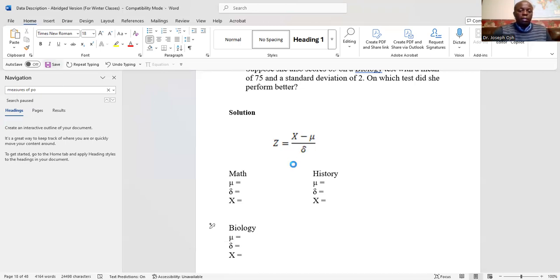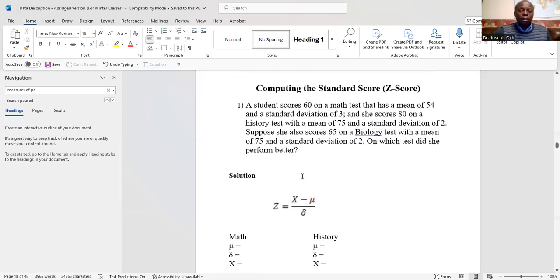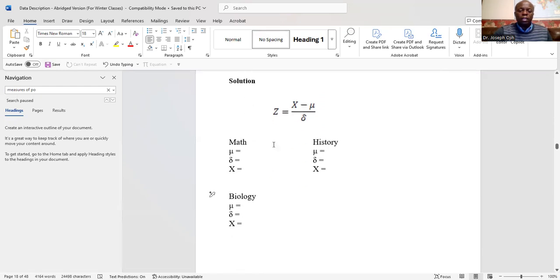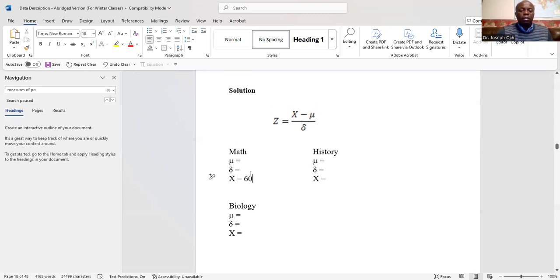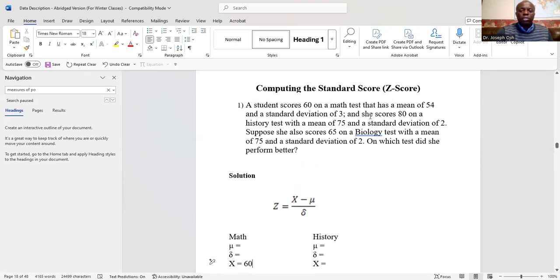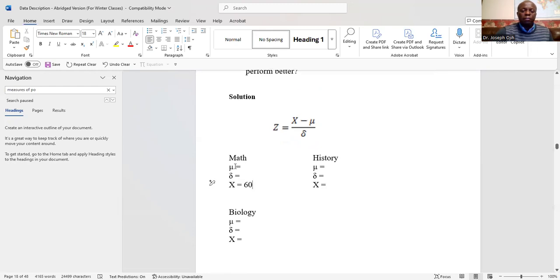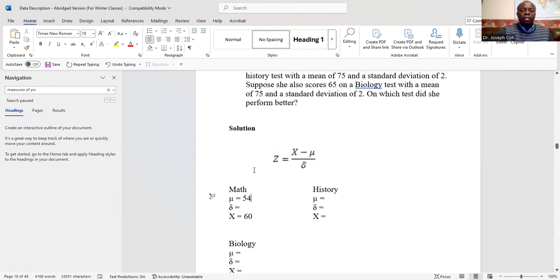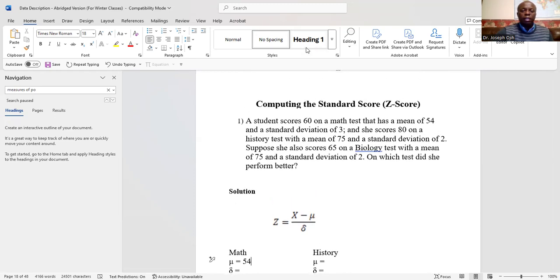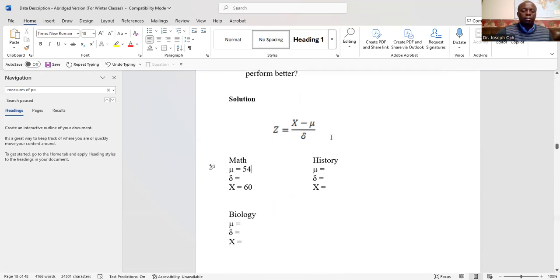Okay, so now this student, on a math test, she scored 60. So x is 60 here for maths, which has a mean of 54. The mean for maths is 54, and the standard deviation for maths is 3.